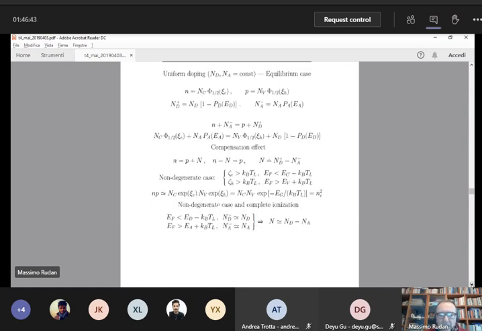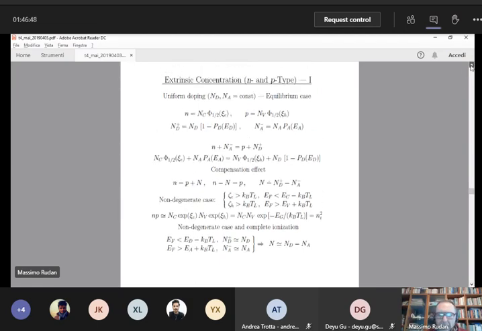Now we have to consider the case in which both types of dopants are simultaneously present in the semiconductor. But before that, I just want to show you a couple of pictures.